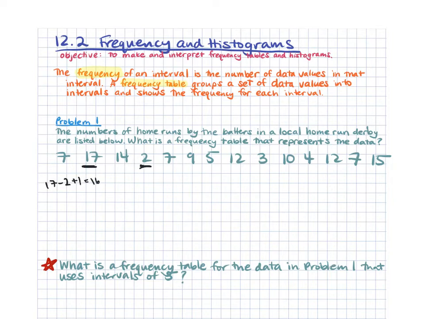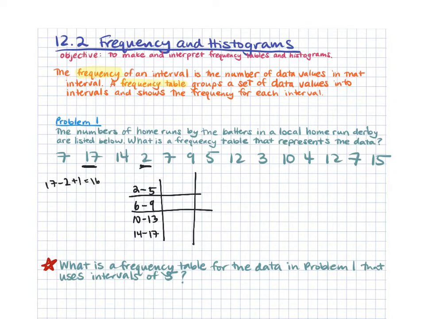So we can divide 16 into 4 groups. So we could do 2, 3, 4, 5, 2 through 5. And then 6, 7, 8, 9, 10, 11, 12, 13. And then 14, 15, 16, 17. So that would be our intervals.